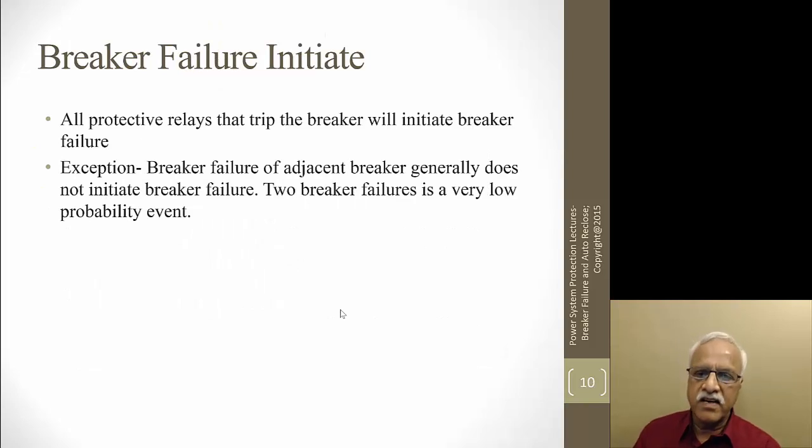All protective relays that trip the breaker will initiate the breaker failure. The only exception to this is the breaker failure relay operates all adjacent breakers. You don't go back and initiate a breaker failure on all adjacent breakers. We assume that there is one breaker which has failed, and if others fail, it is a low probability event, and we just take one consideration. So a breaker failure relay will not initiate another breaker failure. When it trips adjacent breakers, it will not initiate the breaker failure of that particular element.